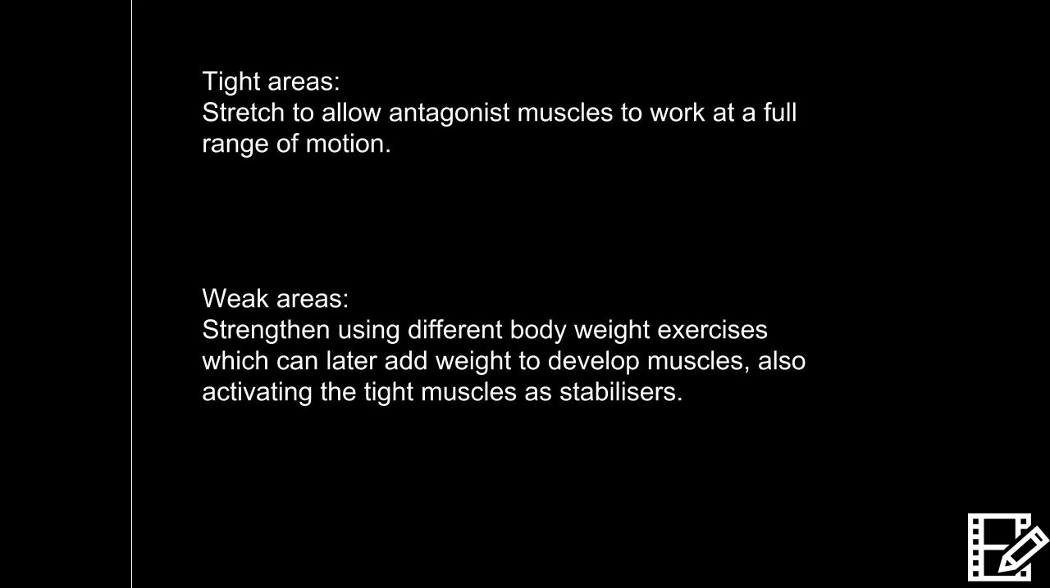When it comes to what we're going to be looking for during these exercises, first off we're going to look at the tight areas and stretch them out. It allows the antagonist muscles to work at fuller range of motion. And in these weaker areas we're going to strengthen using different bodyweight exercises that can add weight later on in the program. So then you can develop the muscles that are weaker and also activate the tight muscles still, so they're still being worked. So if we have a look through, we can sort of see what we'll be looking at, okay?